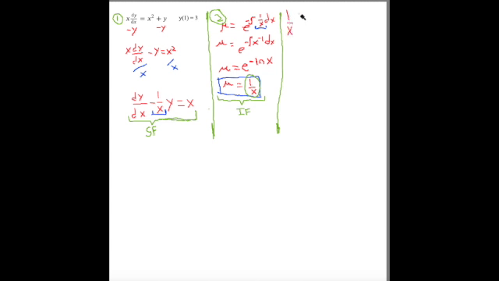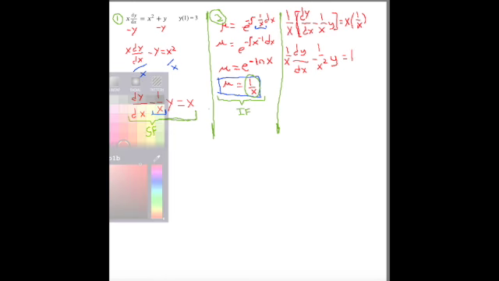Next, what we're going to do is multiply both sides of the differential equation by mu sub x. So what we have there is 1 over x times dy dx minus 1 over x times y equals x times 1 over x. Factoring that out, we have 1 over x dy dx minus 1 over x squared y equals 1.